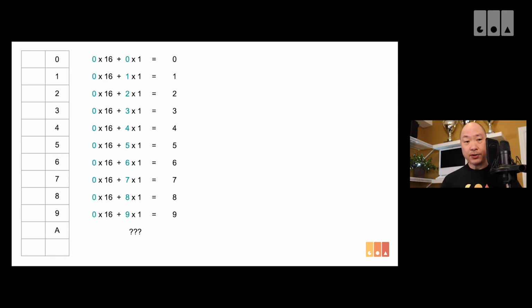So previously I showed you these columns here in base 10. Now let's do this in base 16. So a single digit 0 means we have 0 sixteens and 1 one. So 0 1. So that gives us the number 0.